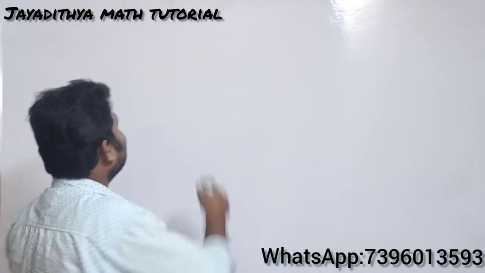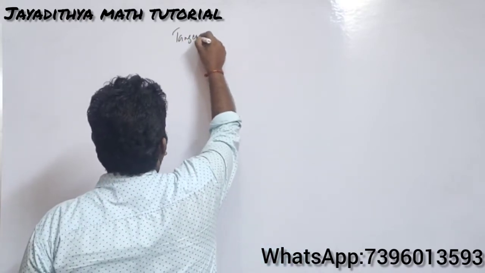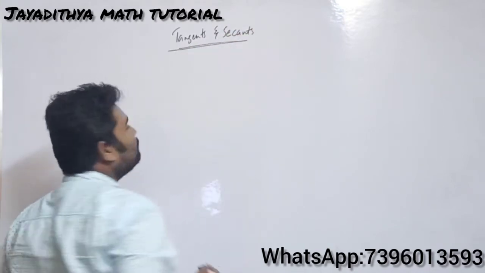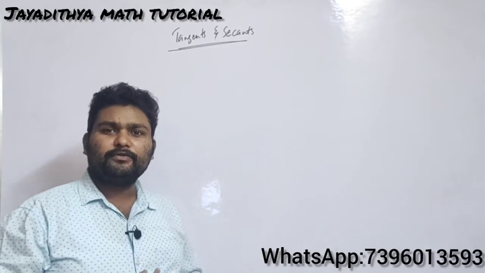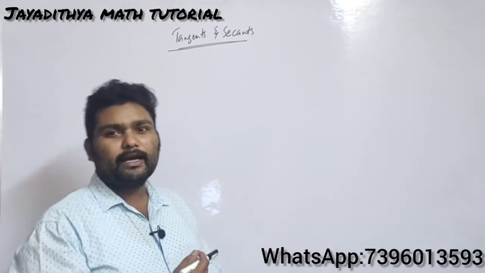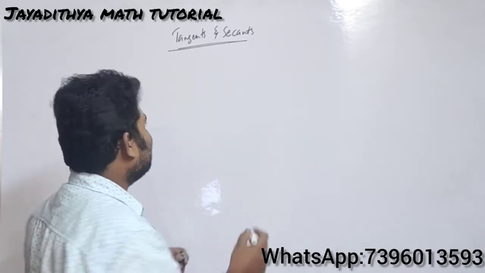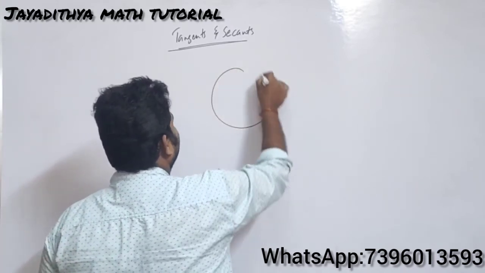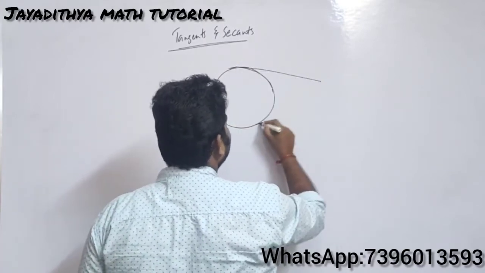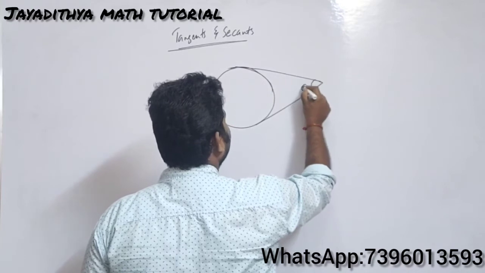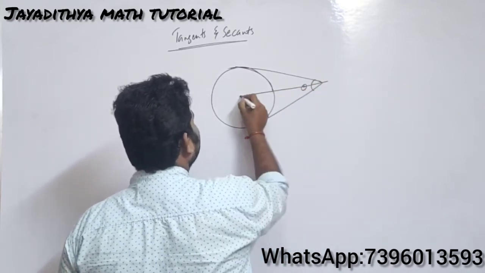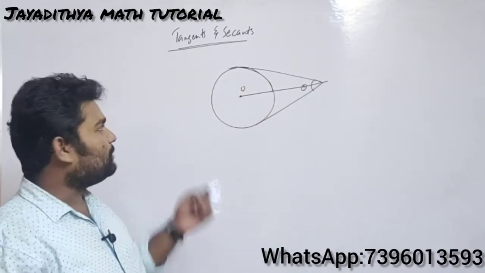So what is the chapter we are discussing now? That is tangents and secants. We have discussed many statements in our previous class which are very important, like the radius is perpendicular to the tangent at any given point, and also, for example, this is a circle and you have two tangents like this. Let us think the angle here is theta. If you draw an angular bisector for this theta, it definitely passes through the center of the circle.